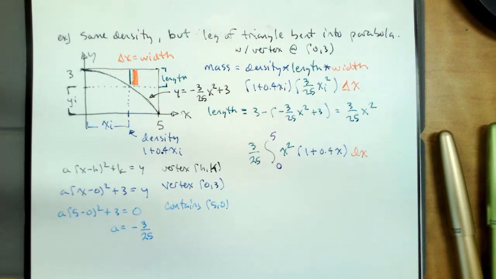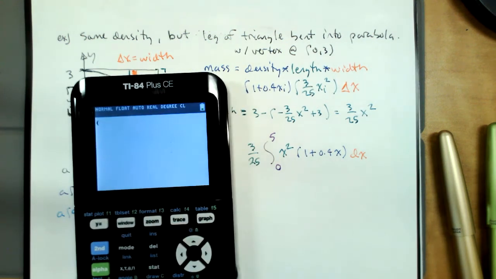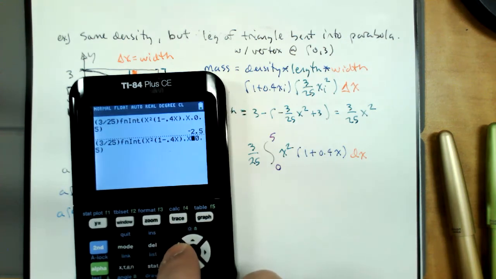So we should evaluate this integral by hand. So we'll use our hand to grab our calculator, and we'll do 3/25 times the integral of x squared times 1 plus 0.4x with respect to x from 0 to 5. Oh, it's not 1 minus. 1 plus.